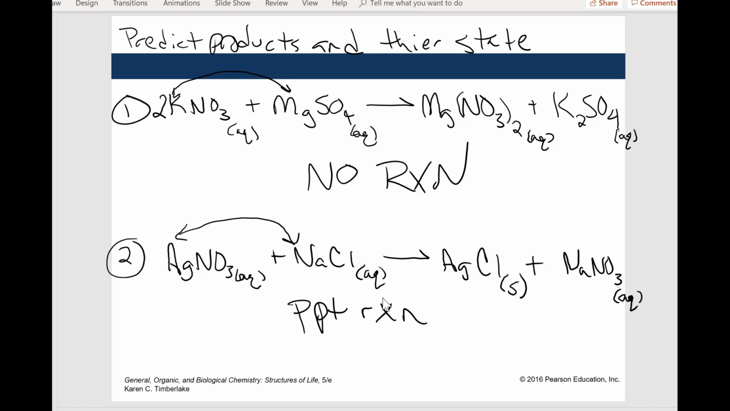Or we can write out the ions that are interacting in solution, because what we're really looking at here for silver nitrate, when we put it into water and make that aqueous solution, we're no longer looking at molecules of silver nitrate. We're actually looking at silver ions and nitrate ions. Same thing for the sodium chloride. We're looking at sodium ions and chloride ions. And so we can write out all of the ions that are interacting, and that's called the complete ionic equation.